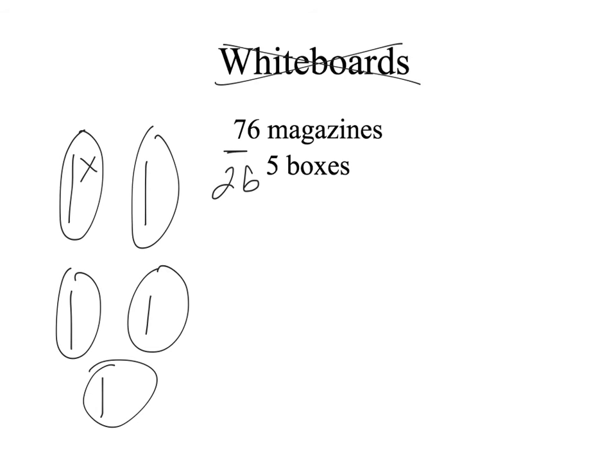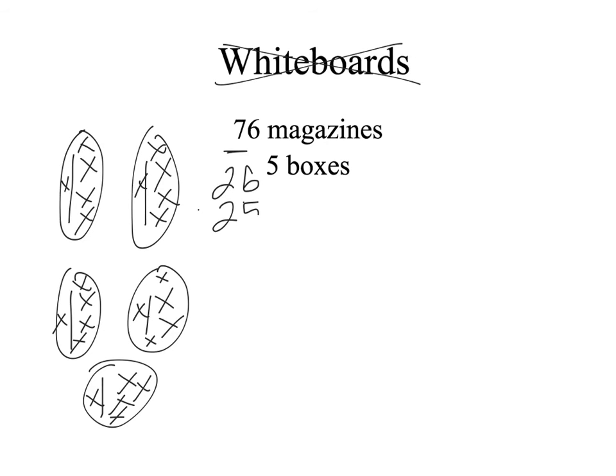So I could count by saying 1, 2, 3, 4, 5, 6, 7, 8, 9, 10, 11, 12, 13, 14, 15, 16, 17, 18, 19, 20, 21, 22, 23, 24, 25, and I have 1 left over because I used up 25, so I have 1 left over. So with a remainder of 1.